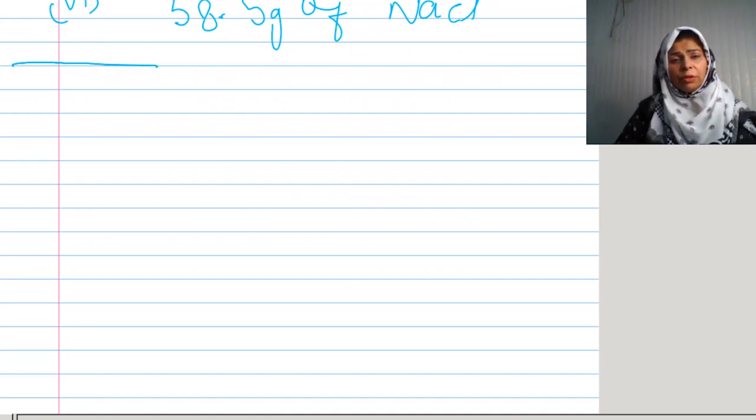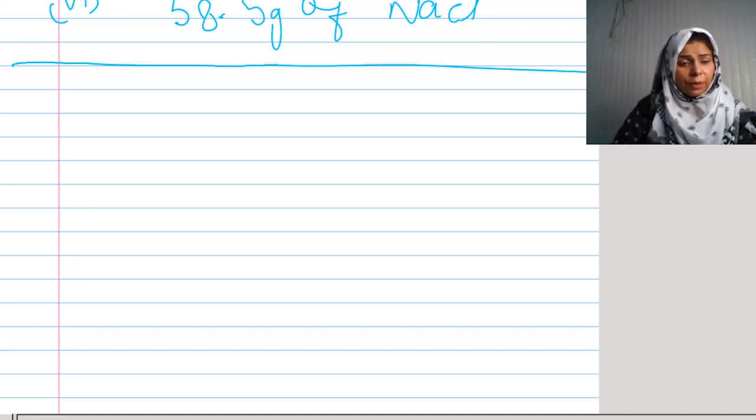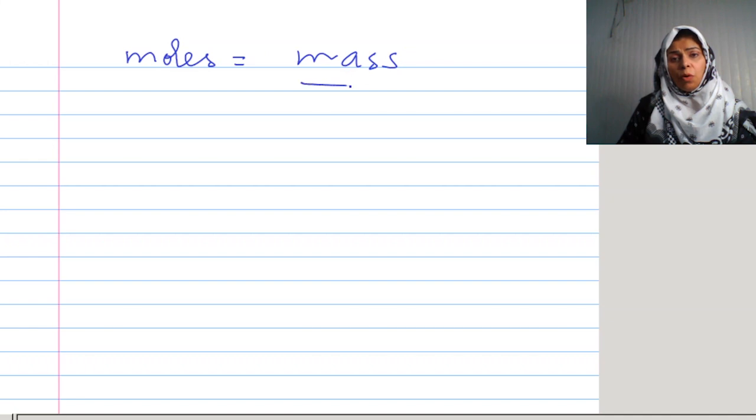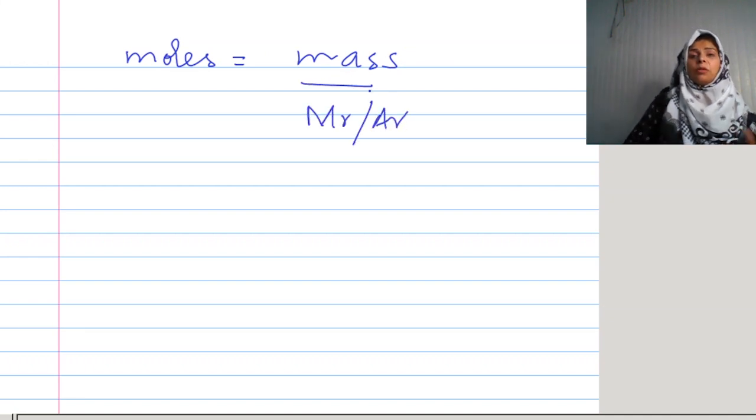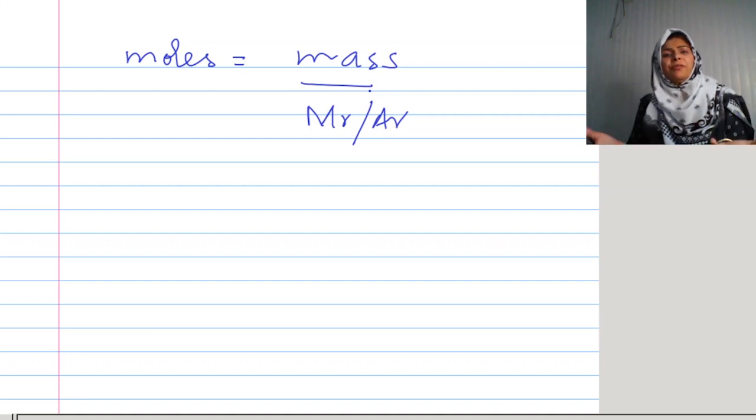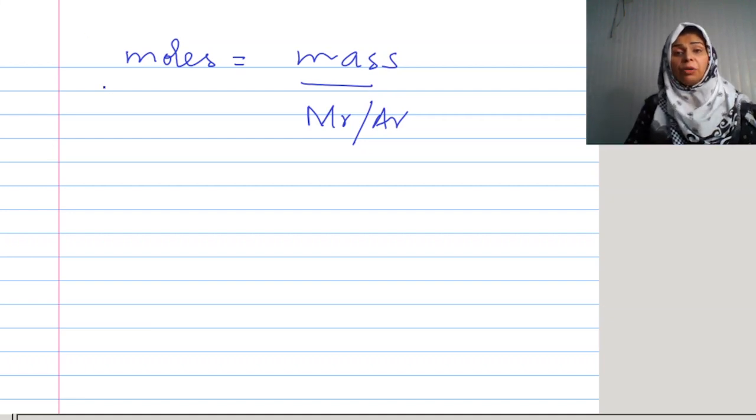I am again going to write a formula here. Let me change the page. If we have a formula like moles is equal to mass over Mr or Ar, then in the moles calculation they can ask the questions in different ways. How are they going to ask the question?